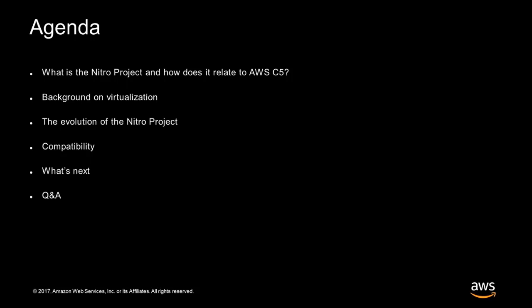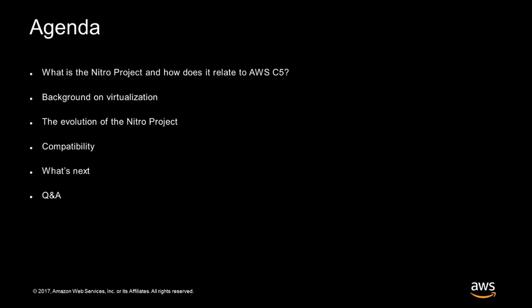At re:Invent, we introduced the Nitro project, which is the name of our new virtualization stack that we launched with C5, M5, and i3 metal. In this webinar, we're going to walk through what the Nitro project is and how it relates to these new instance types. But to really understand the Nitro project, we need to step back a little bit and do a dive into what virtualization is and how it works.